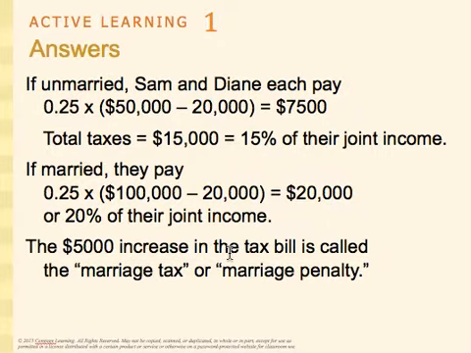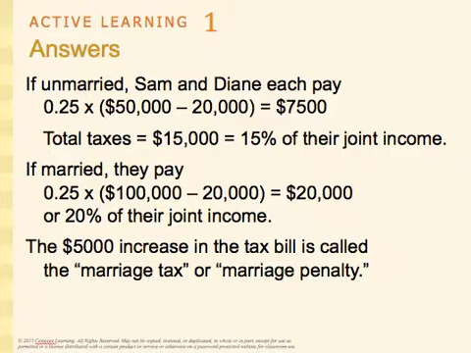The $5,000 increase in the tax bill is called a marriage tax or a marriage penalty. If there's any increase, in this particular example, it doesn't necessarily work like this in the real world. That big difference between 15 and 20 is what economists and tax wonks like to call a marriage tax or marriage penalty. So in this exercise, Sam and Diane's problem arises because as singles, each enjoys a $20,000 income exclusion, so the first $40,000 of their combined income is excluded from taxes. As a married couple, they only get the first $20,000 excluded.